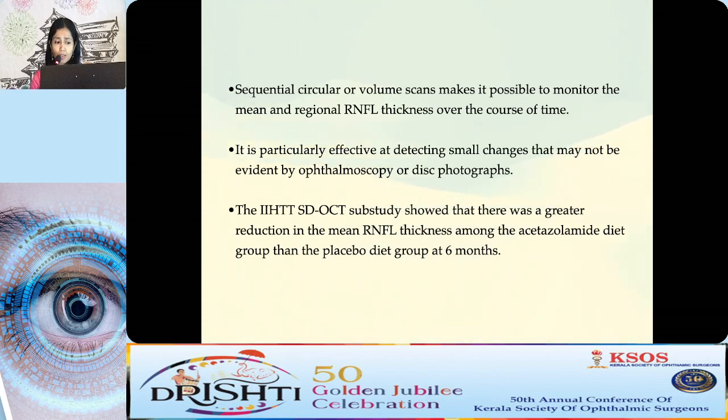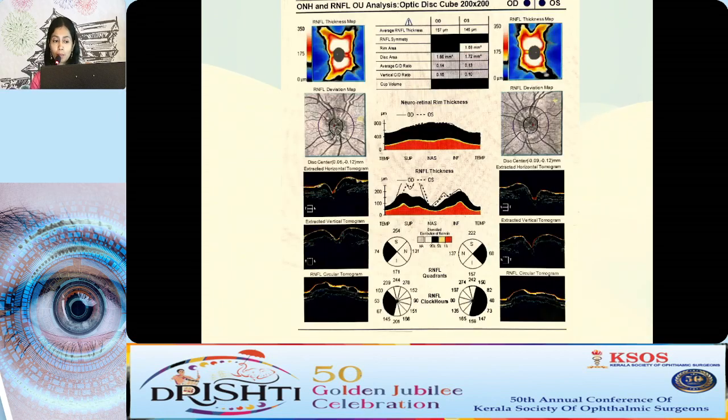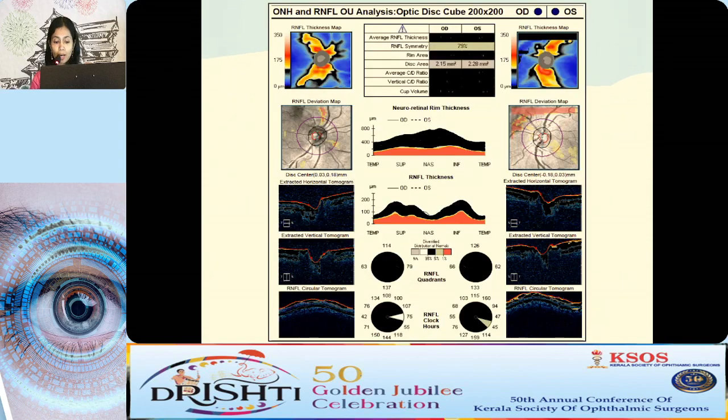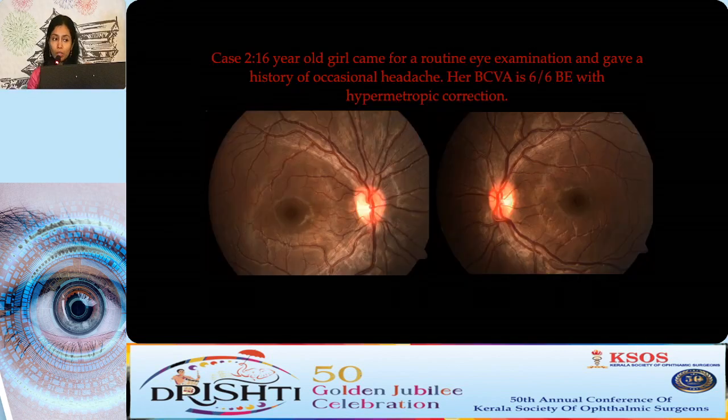And there is a study which is based on OCT, the Idiopathic Intracranial Hypertension Treatment Trial, which showed a greater reduction in the mean RNFL thickness among the Diamox patients compared to placebo. So regarding our first patient, the patient was started on Diamox and slowly the thickness reduced, came back to normal. Now we'll go to the second case.